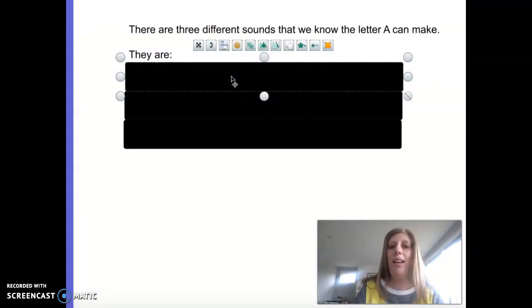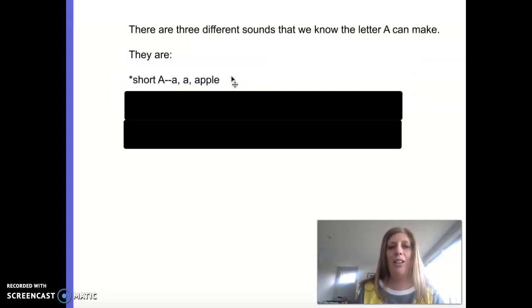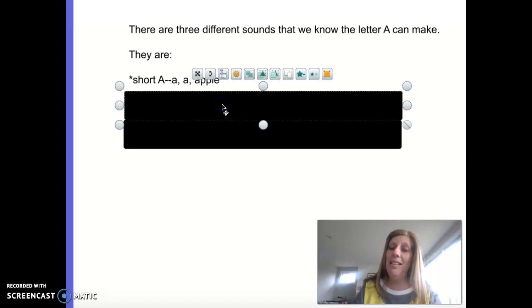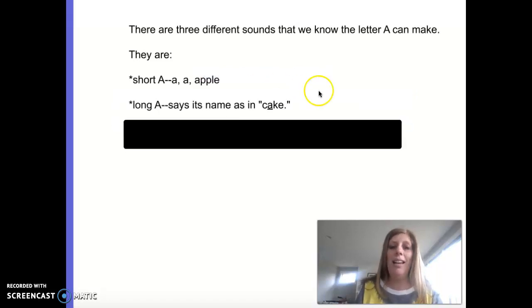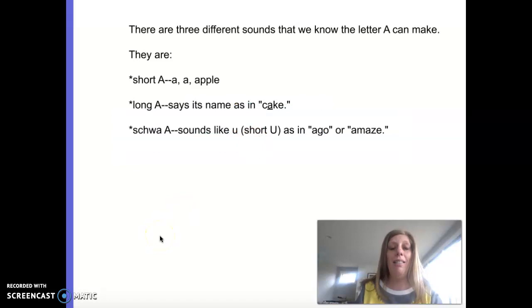The first sound that we know A can make is short A. And short A says apple. Then the second sound that A can make is long A. Long A says its name, like in the word cake. Hear how it says A, cake. And then that third sound that we just learned on Friday, do you remember what that was called? It's called schwa A, and it sounds like a short U, as in the word ago or amaze.